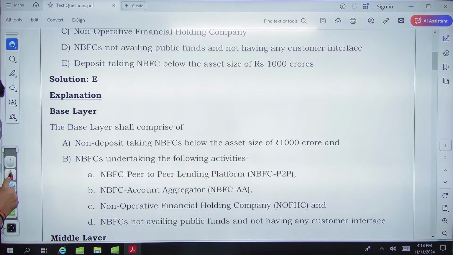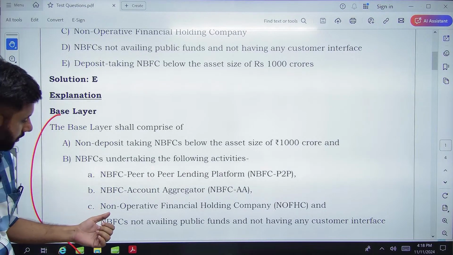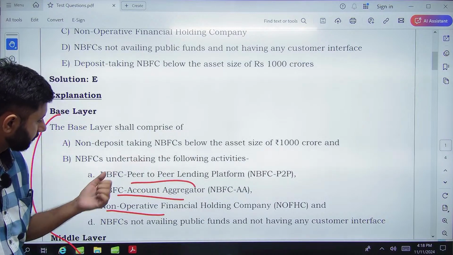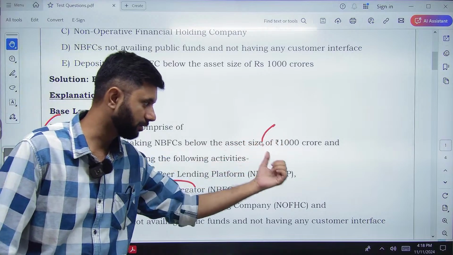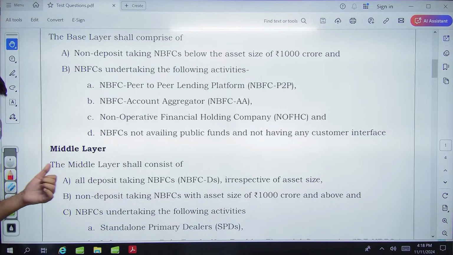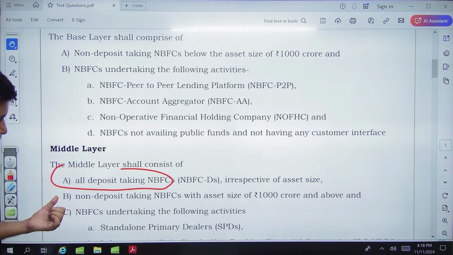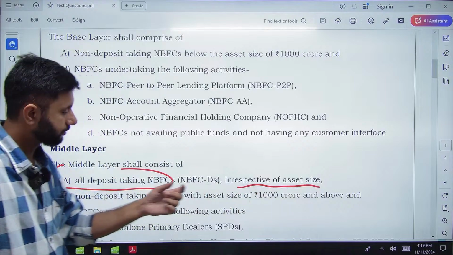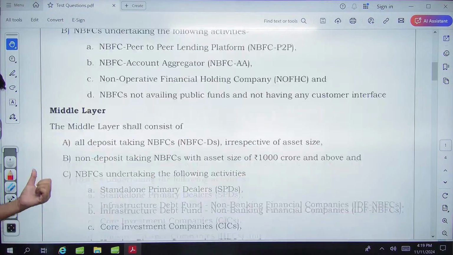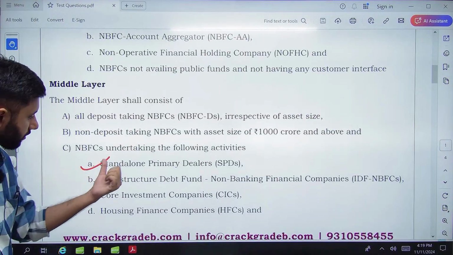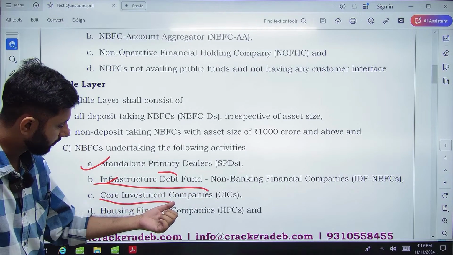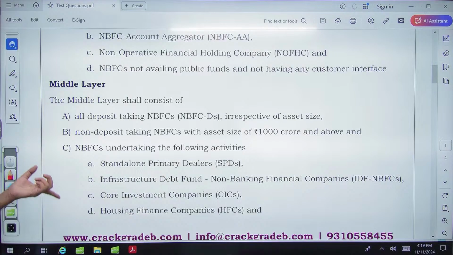So this is the list of non-operative financial holding company, account aggregators, P2P lending, and non-deposit taking NBFCs below 1000 crores assets. Chaliye. And this is the middle layer, all deposit taking NBFCs, irrespective of asset size. Non-deposit more than 1000 crores, and NBFCs undertaking such activities: primary dealers, infrastructure debt fund, core investment companies, housing finance companies.